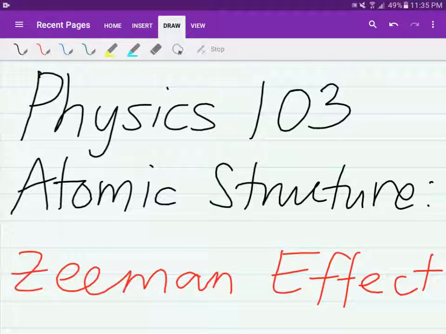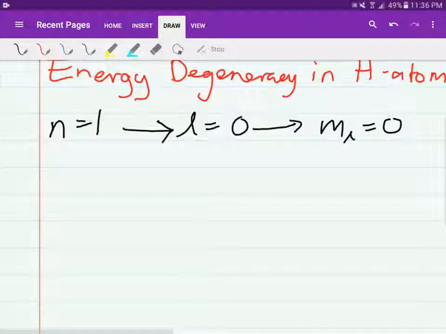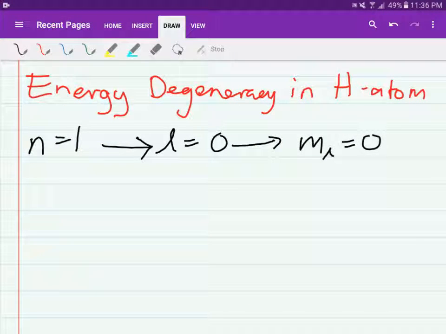Hello everyone, this is Physics 103 on atomic structure, and we are going to talk about the Zeeman effect. Recall that we have discussed energy degeneracies in atoms, and in the hydrogen atom particularly, energy degeneracies arise when n, the principal quantum number, is above 1.